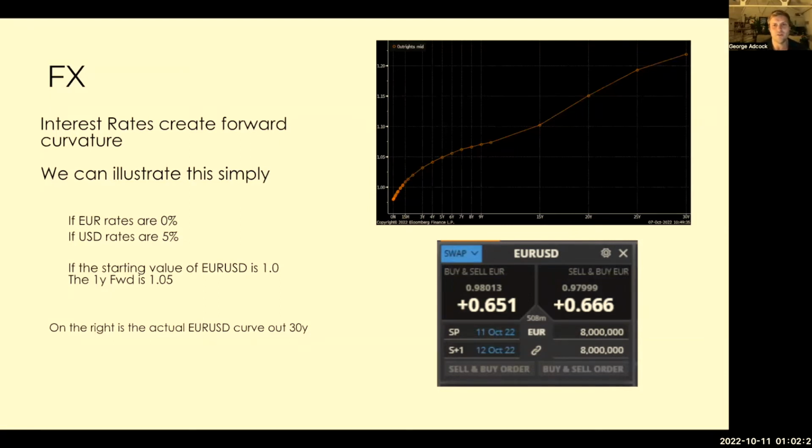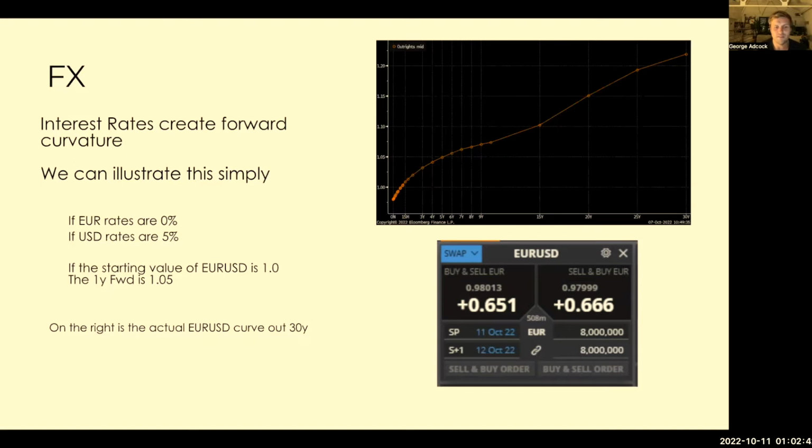How do we know that? We know that if dollar rates are higher than euro rates, and all else stands equal, I want to be selling euros and buying dollars in the future, and I'm going to receive that carrying cost over time. So the slope basically pays me.